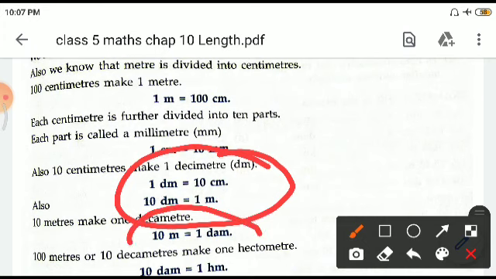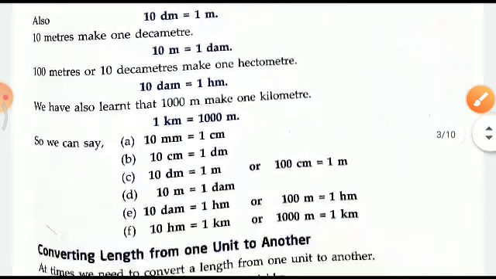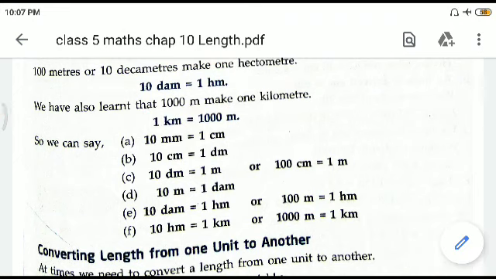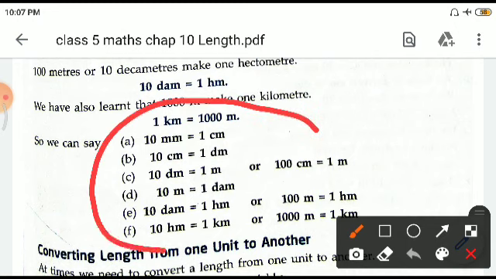Similarly, 10 meters is equal to 1 decameter, right? And 10 decameters is equal to 1 hectometer, right? So now we will be dealing with such kinds of big units of length. So we can say that 10 millimeters is equal to 1 centimeter, 10 centimeters is equal to 1 decimeter, 10 decimeters is equal to 1 meter, 10 meters is equal to 1 decameter, 10 decameters is equal to 1 hectometer, and 10 hectometers is equal to 1 kilometer, right?